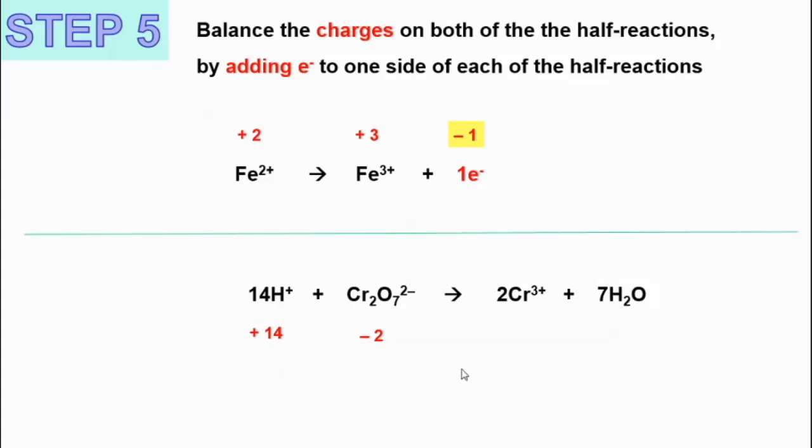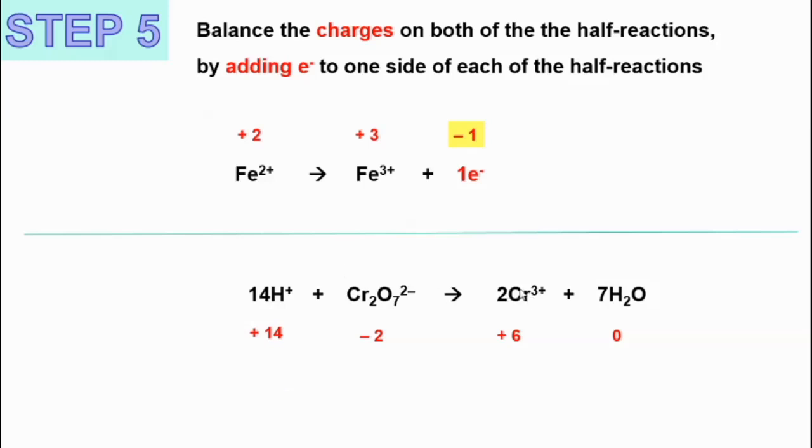Now let's move on to the right side. For chromium 3, the charge is +3. Since there were 2 moles here, 2 times +3, the total is +6. How about water? Water has no charge because water is a neutral molecule, so the total charge is 0. Therefore on the right side, the total charge would be +6. However, on the left side, it is +12.